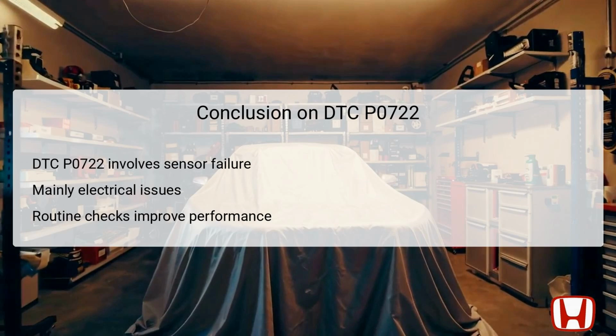Routine vehicle checks, along with preventive maintenance strategies, can significantly enhance transmission performance and prevent recurrence of this error. Maintaining the electrical integrity of the output shaft speed sensor ensures optimal communication with the PCM, leading to smoother driving experiences. Ultimately, addressing DTC P0722 not only reestablishes functionality, but also contributes to the vehicle's overall safety and reliability.